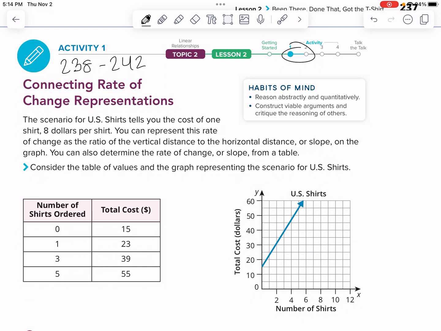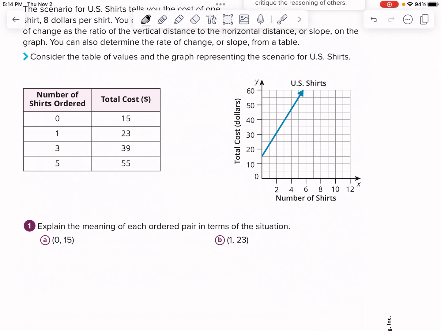Number one, it says explain the meaning of each ordered pair in terms of the situation. As we can see here, we have 0, 15, and that's noted right here. So what does this mean? For 0, this is number of shirts. For 15, this is total cost. So this means the X value is total shirts, and it costs $15 for 0 shirts, right? So the 15 is what we call the y-intercept.